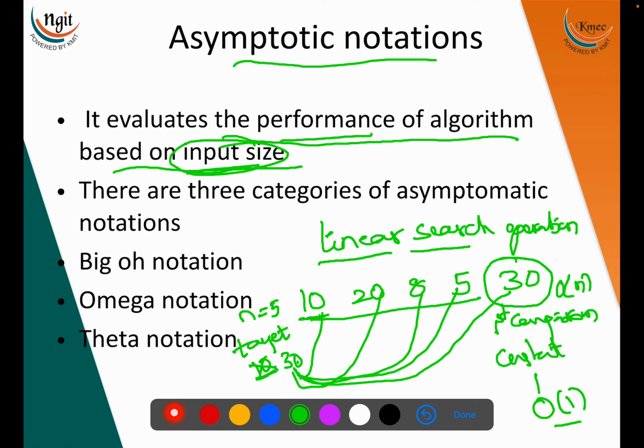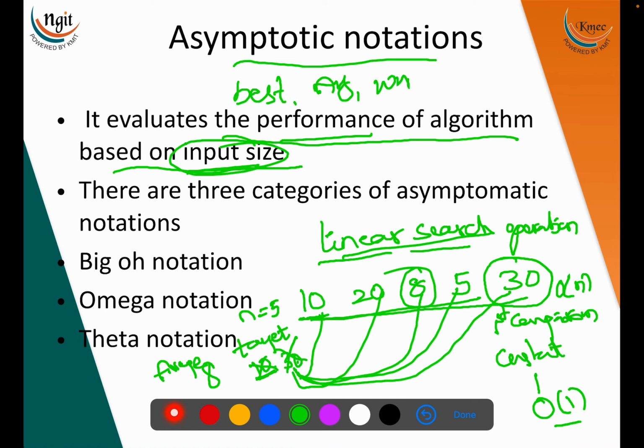Now, if you change your input again and this time my input is 8, then I will not go through the whole list. I will find it in the middle position. So this is the average case. Hope you are understanding. When you take some algorithm, the performance of the algorithm is described by the best case, average case and worst case.